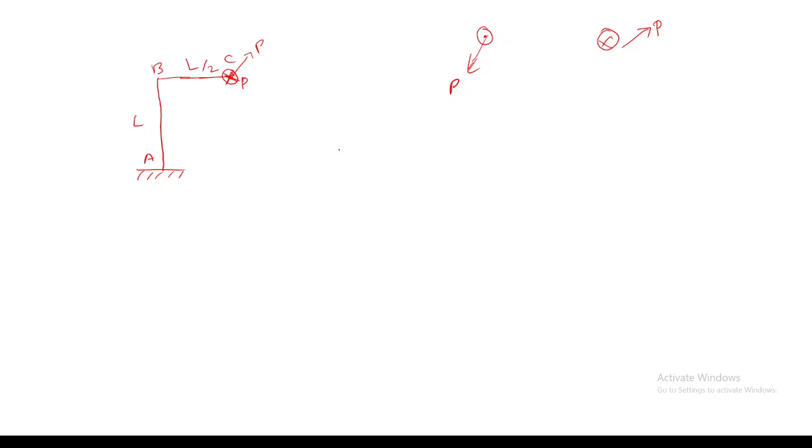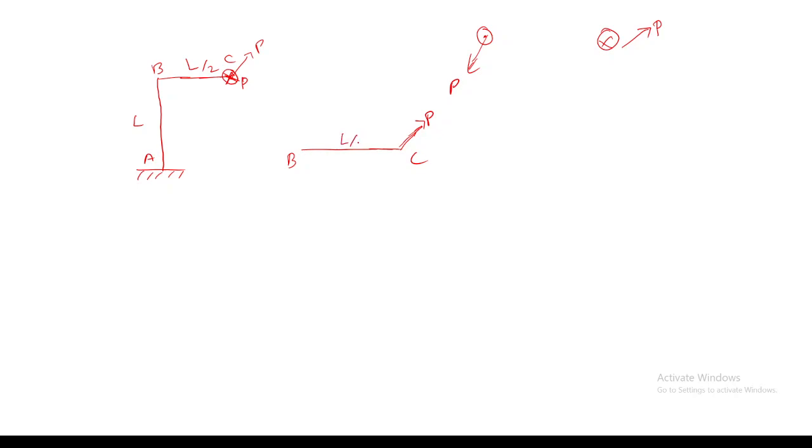So first I will draw the bending moment. First I will isolate the member BC. And you have a force P which is into the screen like this. So can you think of any reactions? What will be the reactions developed at point B? Twisting? Shear force and bending moment. Yes, shear force will be developed and bending moment will be developed.